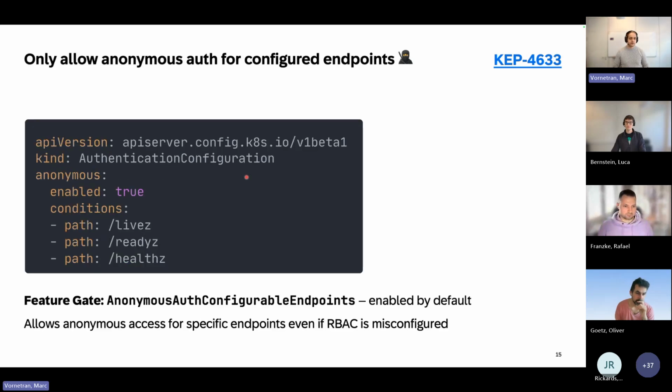Next up, we have the possibility to allow anonymous auth for certain endpoints of the API server. This feature gate is now also enabled by default since it's in beta. And one of the main use cases is that if you have certain non-critical endpoints on your API server, say the liveness, readiness, or health endpoints, you can specifically say that it's always possible to access these without authentication. That would even work in case you somehow misconfigure your RBAC rules. It will still be possible to reach these endpoints without authentication.